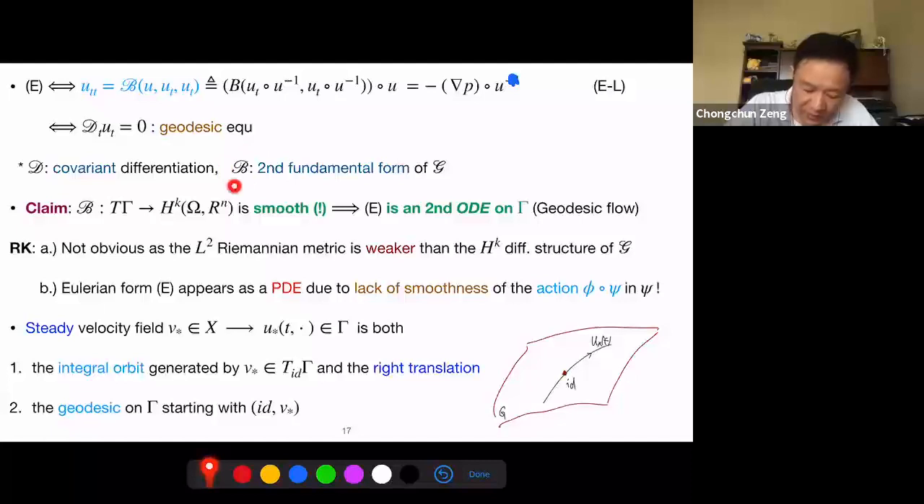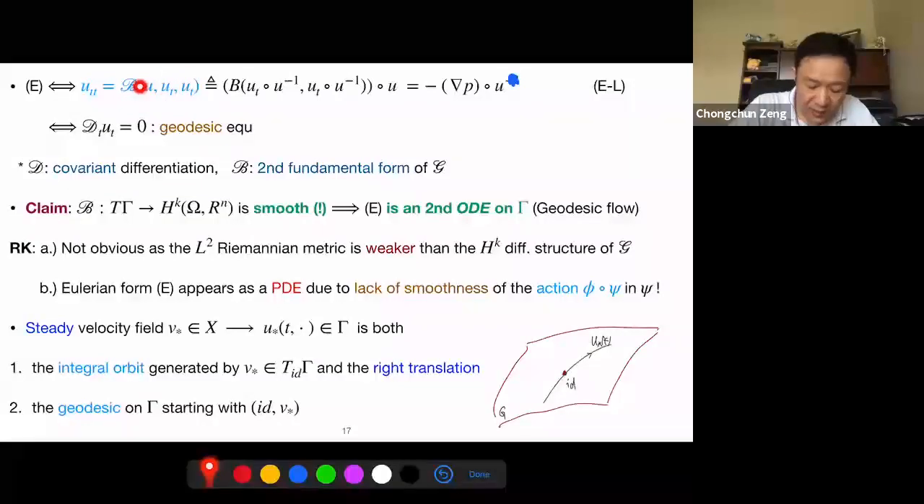Then this bilinear transformation becomes the second fundamental form of this infinite dimensional manifold equipped with the L2 metric. And so this equation says the second order derivative of u is only given by this vertical component, the normal component. It does not have a tangential component. So it means that its covariant derivative is equal to 0. The second order covariant derivative is equal to 0.